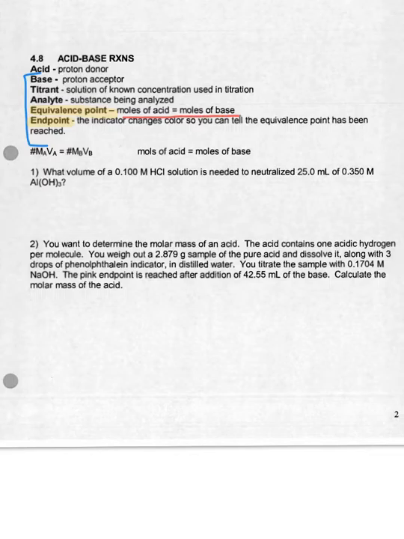That is basically what happens at the equivalence point. When we reach the end point, that's where the indicator changes color. So when you're doing a titration, the indicator will change color to let you know that you have reached the equivalence point. These two equations are really important for you to know. At the equivalence point, moles of acid equals moles of base, and then MAVA equals MBVB.